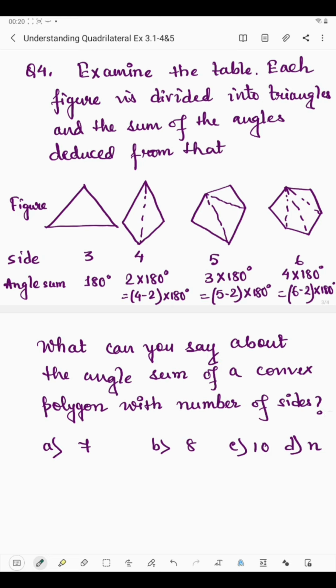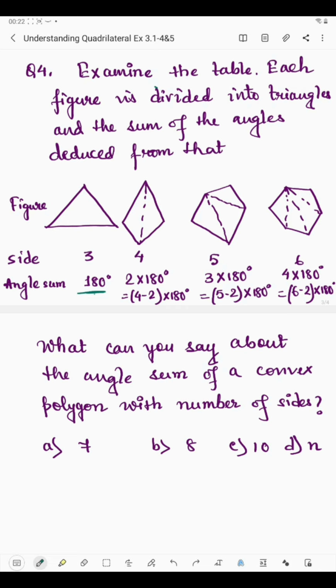Now question number 4 says, examine the table. Each figure is divided into triangles and the sum of the angles deduced from that. Here the figure is given. Okay, in the first figure we have a triangle. So here we know that the sum of angles of a triangle is 180 degrees. So that's why the angle sum property of a triangle is 180 degrees, and that's why 180 degrees is given here.